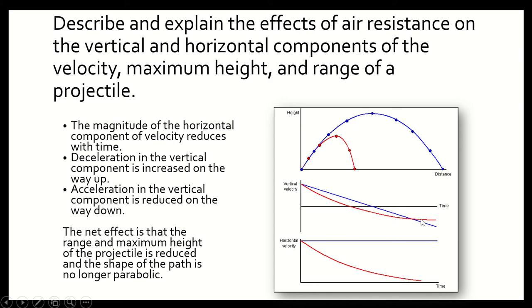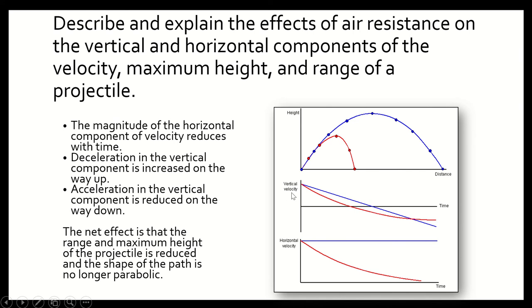But on the way down, now you've got an object falling, and the drag force is acting opposite. It's falling, and the drag force is acting up. So the acceleration of the vertical component is actually reduced on the way down. It actually takes longer to get to a faster speed. So on the way down, it takes a longer amount of time. It doesn't get as quick on the way down because you have that force opposing its motion.